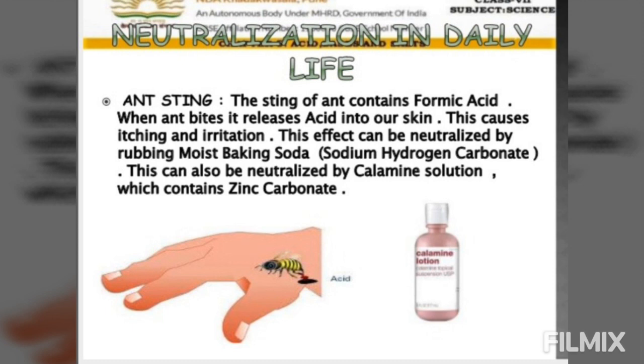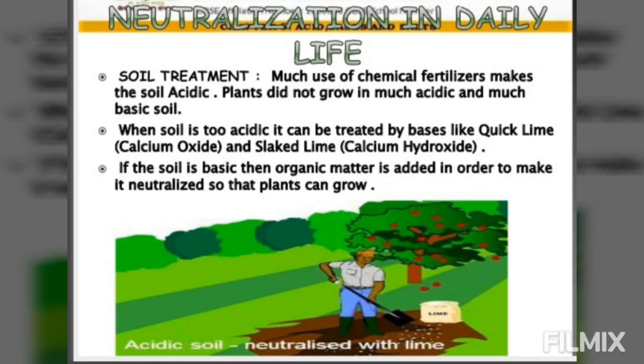Now to neutralize this effect of an ant or a bee sting, that portion of the body is rubbed with baking soda or a calamine solution. We know that baking soda contains sodium hydrogen carbonate and calamine solution contains zinc carbonate. Both the solutions are basic in nature, and hence we know acid plus base forms a salt which neutralizes the effect of the acid, which is formic acid caused by the ant or the bee sting which has been injected into our body. So this was again an application of neutralization reaction.